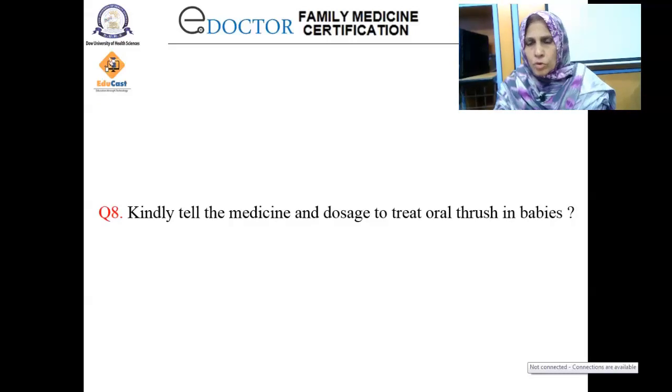Medicines and dosage for oral thrush. You can use nystatin drops for thrush in babies. The dose is about 100,000 international units, which can be given at least 4 times a day for 7 to 10 days. And whenever the baby, newborn at least, has oral thrush, it's very important to check the mother also, because she might have thrush on the breast, and it should be concomitantly treated.